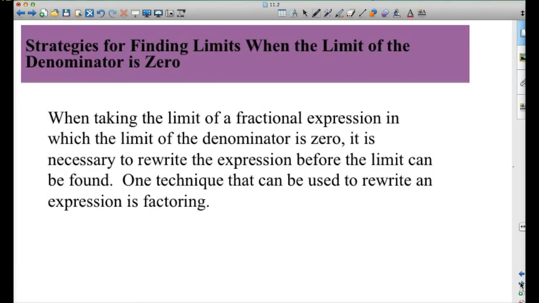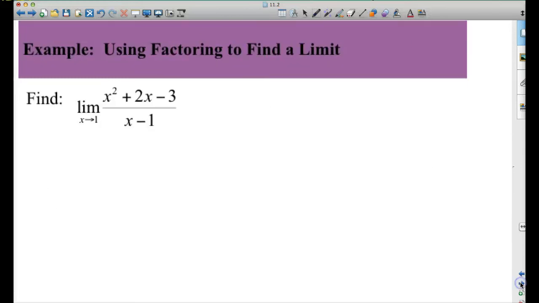When taking the limit of a fractional expression in which the limit of the denominator is 0, it is necessary to rewrite the expression before the limit can be found. One technique that can be used is to rewrite the expression as a fraction and factor. So like in this one, if I plug in 1 into my denominator right now, I'm going to get 0. So what we're going to do is rewrite the top, so it'll be x plus 3, x minus 1, over x minus 1.